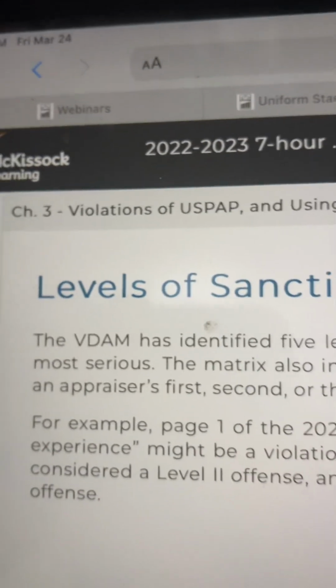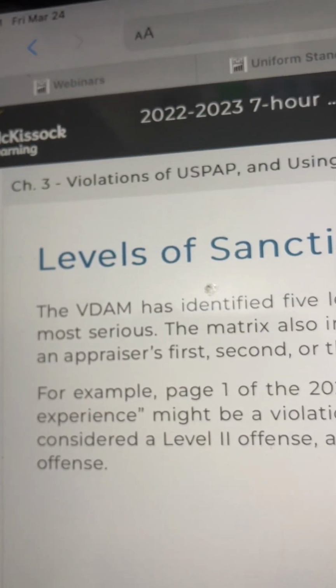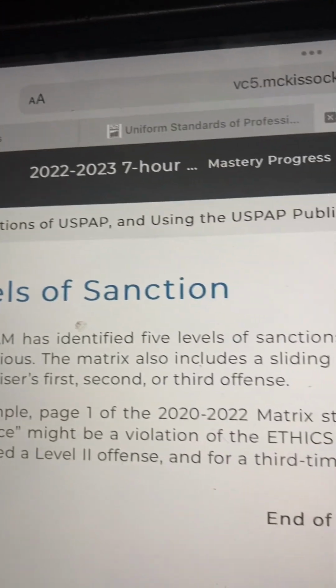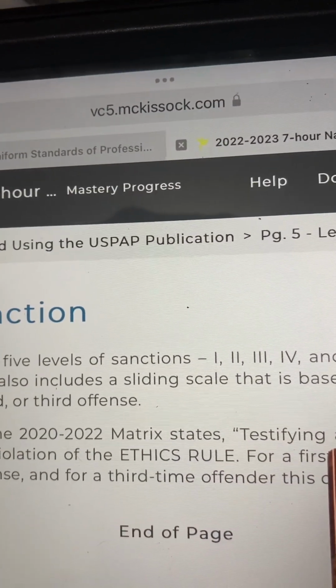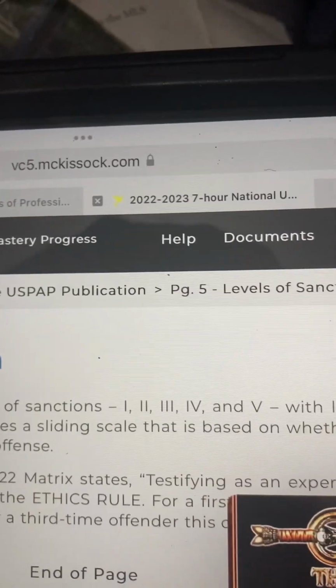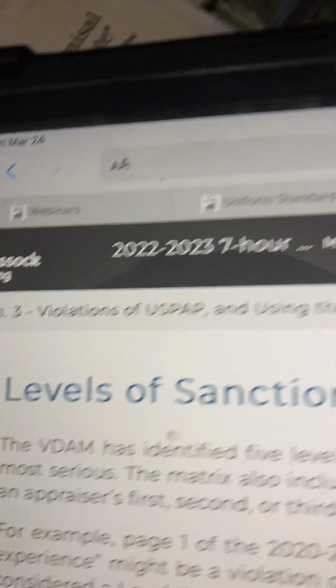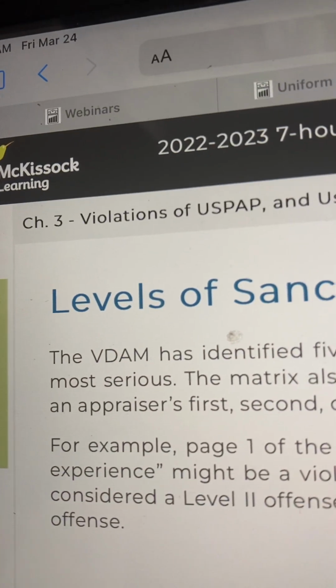Page 5, levels of sanction. The VDAM has identified 5 levels of sanctions: 1, 2, 3, 4, and 5, with level 5 being the most serious.